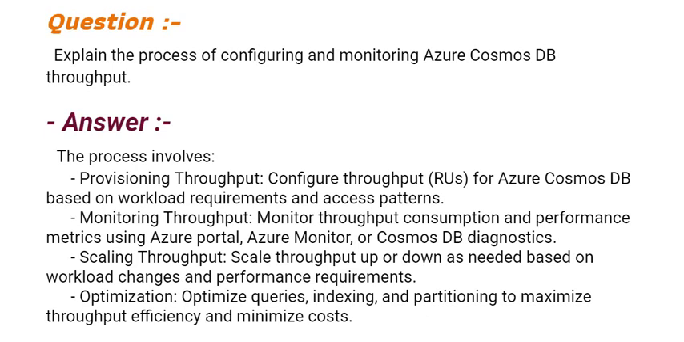The third one is scaling throughput. Scale throughput up or down as needed based on workload changes and performance requirements. And the last one is optimization. Optimize queries, indexing, and partitioning to maximize throughput efficiency and minimize cost.